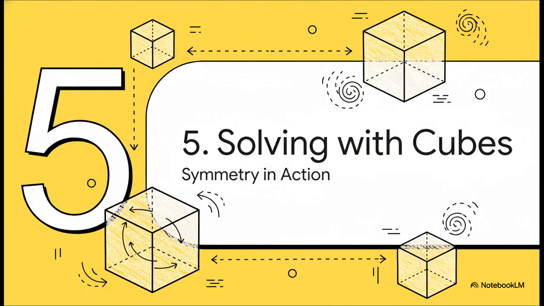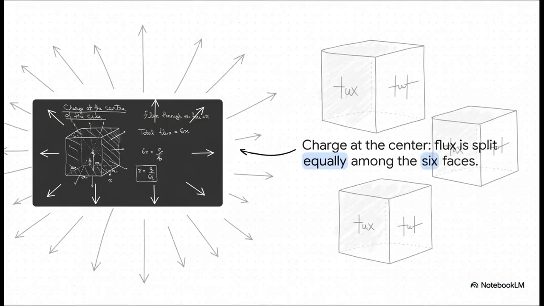Okay, so we've seen how awesome symmetry is for spheres. Let's see if we can use the exact same logic on a totally different shape. Let's talk about cubes. All right, picture a charge sitting right in the dead center of a cube. Because of the perfect symmetry, there is absolutely no reason the electric field would prefer one face over another, right? It's got to be perfectly even. So the total flux just gets split 6 ways. The flux through any one face is just the total divided by 6. That's it. It's that simple.